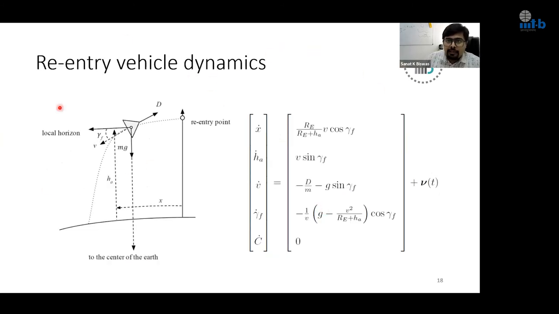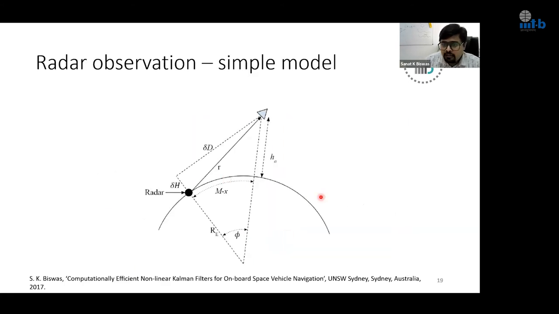So now, another example is the entry vehicle. Dynamics is more or less the same, but the difference is that we do not have any thrust. So a re-entry vehicle is basically, from a certain orbit, the spacecraft coming down through the atmosphere, right? And again, you can see that the equations of motion are pretty nonlinear. And what are the observations? The observations are actually radar range observations. From this point, we are calculating the range, and we are interested in the altitude and the downrange distance, right? So this is what we want to estimate, as well as the velocity.